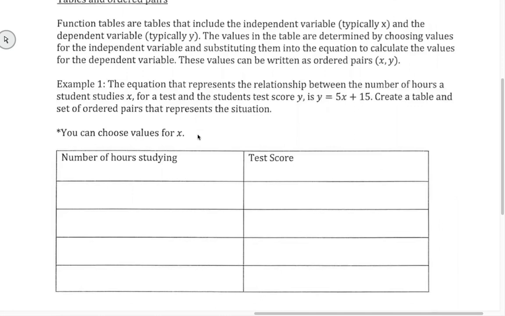So example one says the equation that represents the relationship between the number of hours a student studies for a test and the student's test score is represented by y equals 5x plus 15. And it wants us to create a table and a set of ordered pairs that represents the situation. Now, this is where I can allow you to use technology.